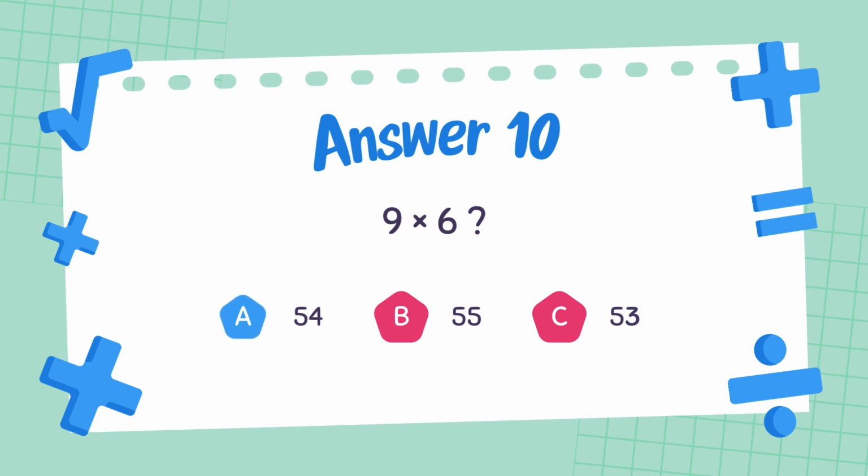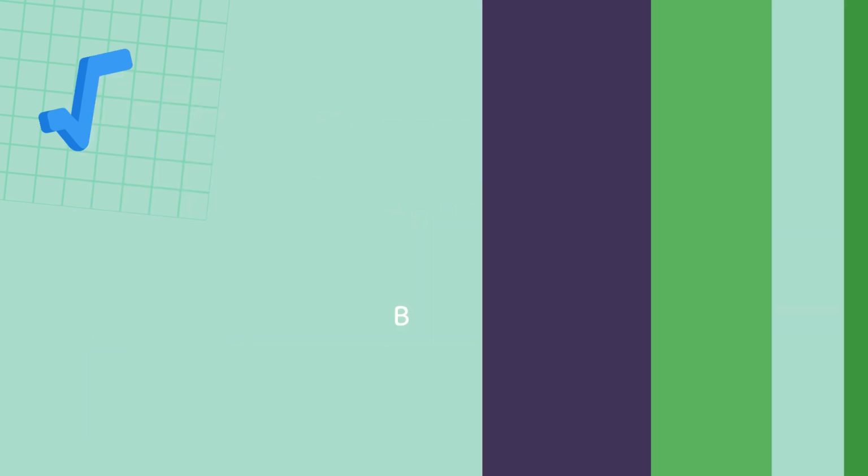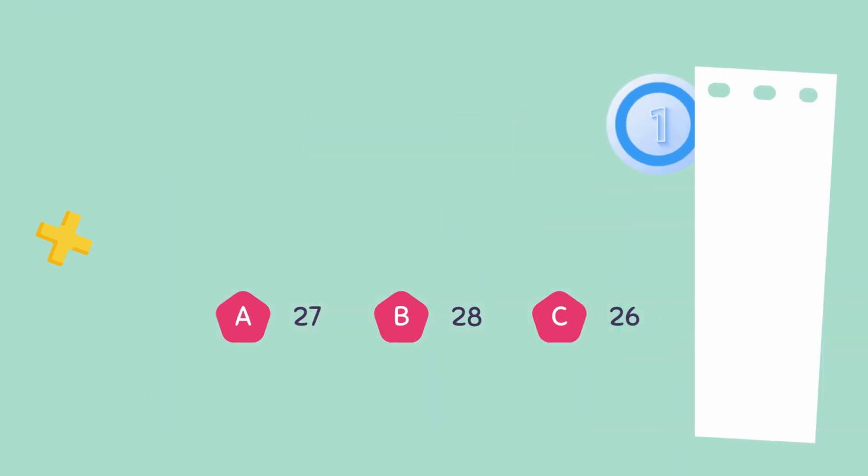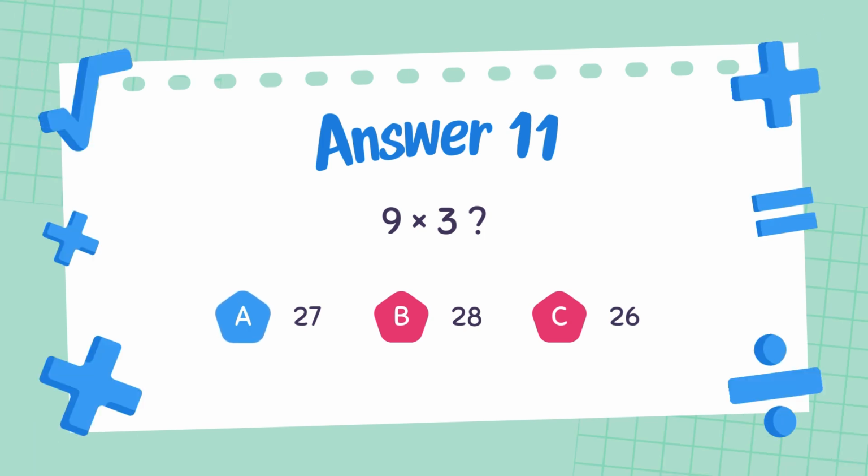Great work. Question 11. What is 9 times 3? Is it A, 27, B, 28, or C, 26? The answer is A, 27.